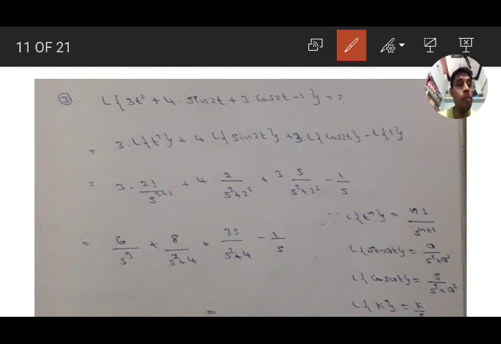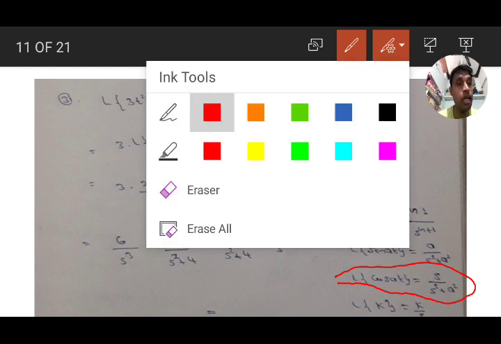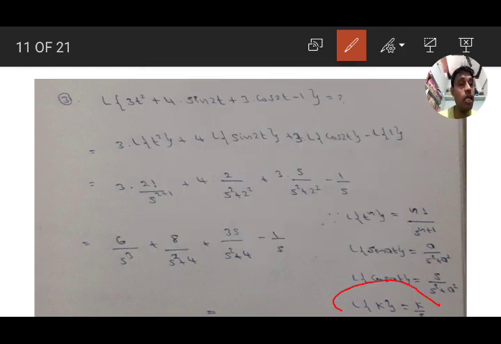Next, Laplace transform of cos 2t. We have to know the formula L of cos at is s by s square plus a square, where a equal to 2, so we get s by s square plus 2 square, means s by s square plus 4. Next one, Laplace transform of k is k by s. Here k is 1, so it is 1 by s.